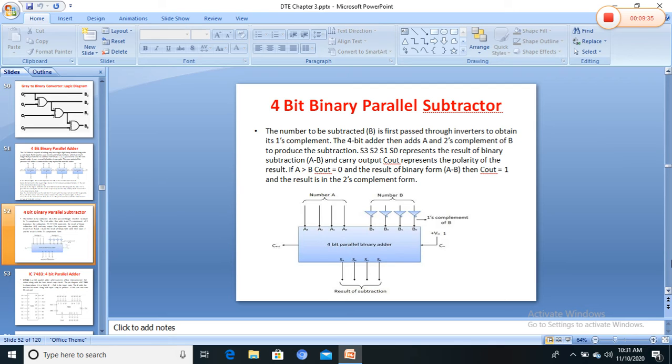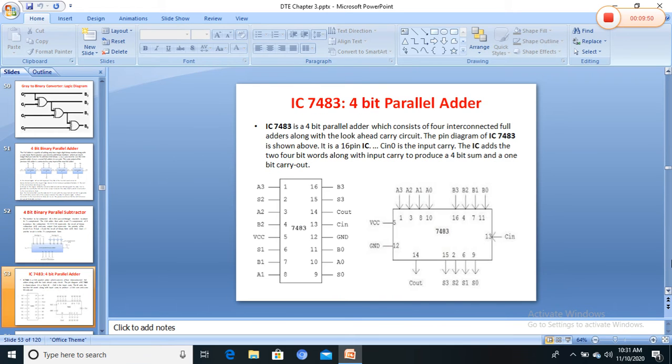This is the 4-bit parallel subtractor using the 2's complement method, and this 4-bit subtractor also uses the IC 7483. These are the parallel adder and subtractor. This is the diagram for the 4-bit parallel adder, the 7483 IC. This is a 16-pin IC.